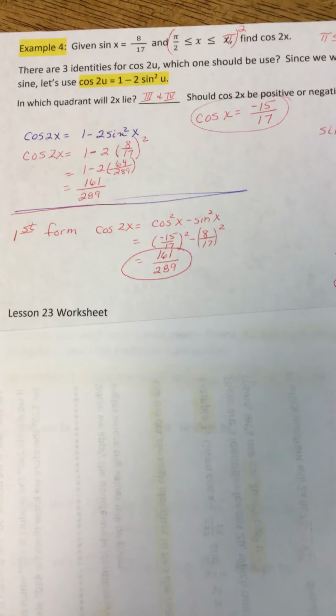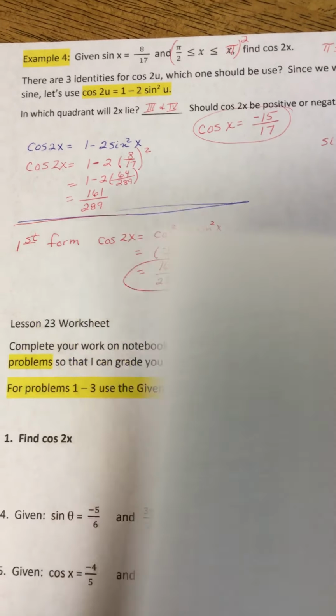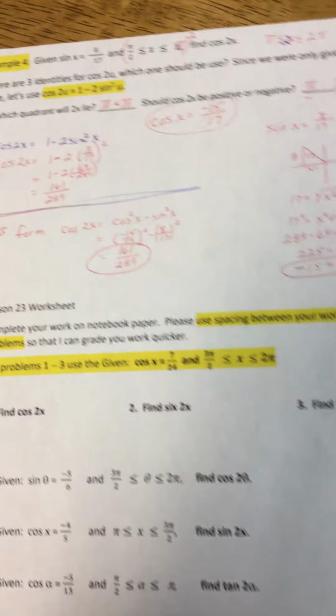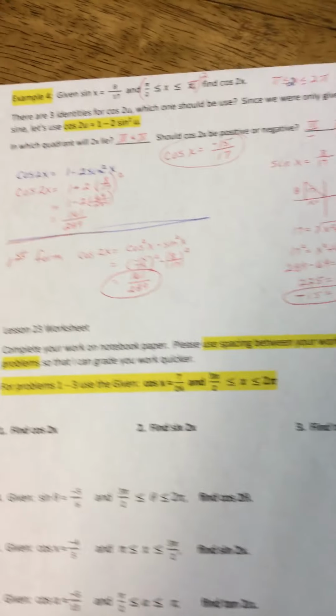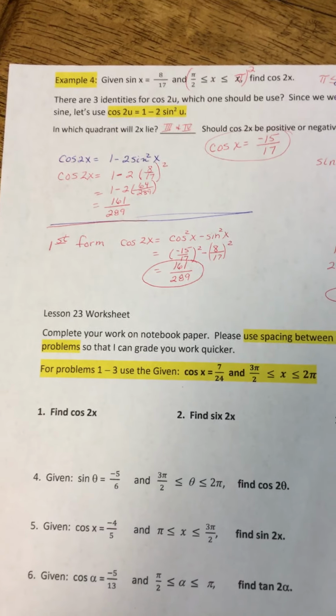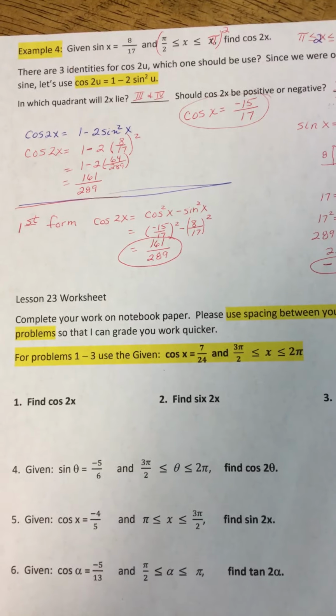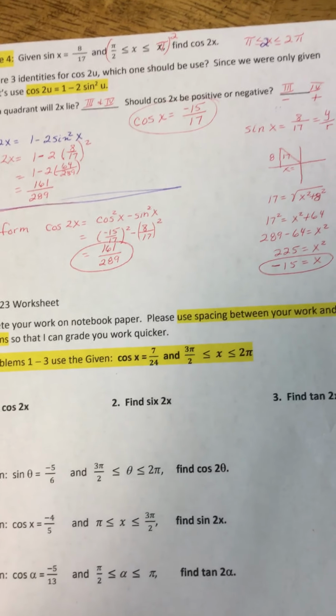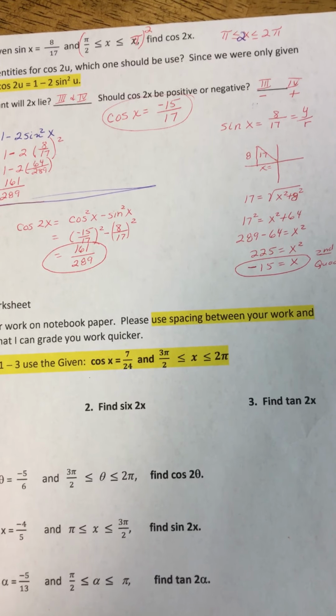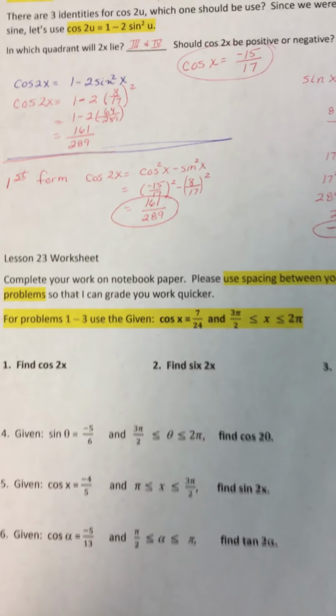161/289. Now this is not that difficult, but the answers just kind of freak us out because there are these fractions that we're not used to working with. But see, both of my answers were the same, so I'm confident that I did it correctly both ways. And our angle would have ended up in the fourth quadrant because cosine was positive.